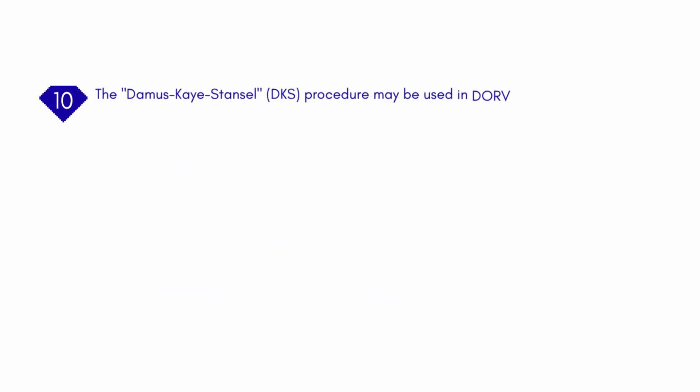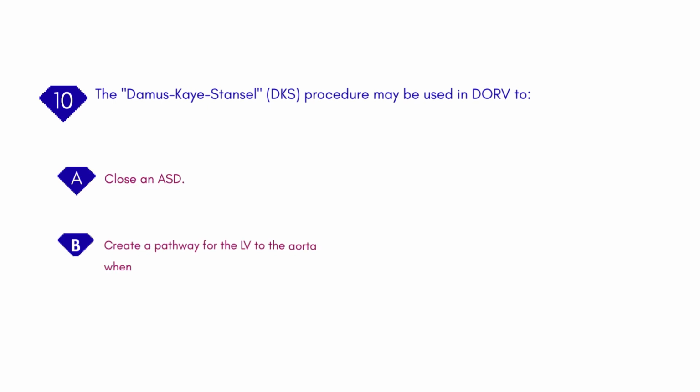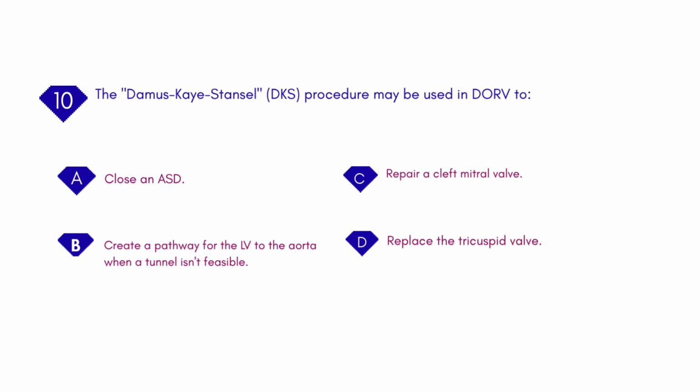The Damus-Kaye-Stansel (DKS) procedure may be used in DORV to: A. Close an ASD. B. Create a pathway for the LV to the aorta when a tunnel isn't feasible. C. Repair a cleft mitral valve. D. Replace the tricuspid valve. Answer: B. Create a pathway for the LV to the aorta when a tunnel isn't feasible.